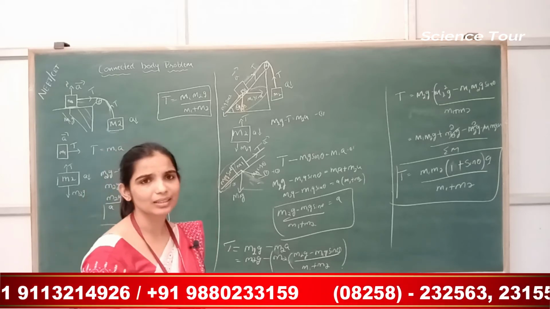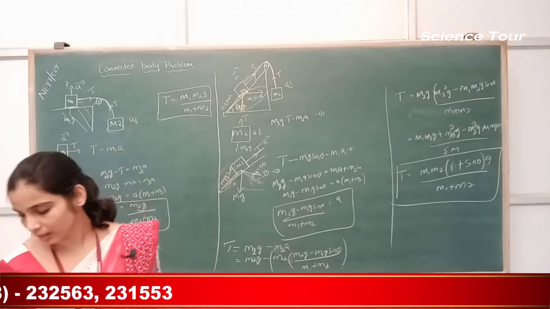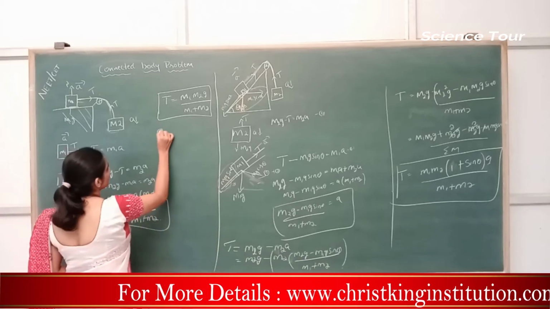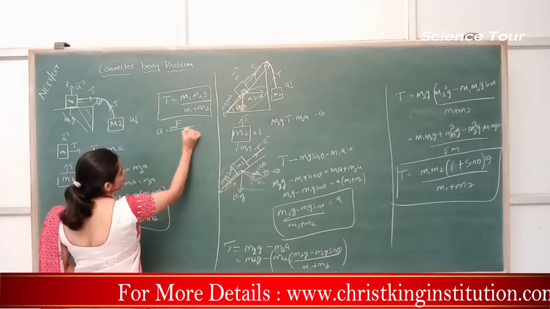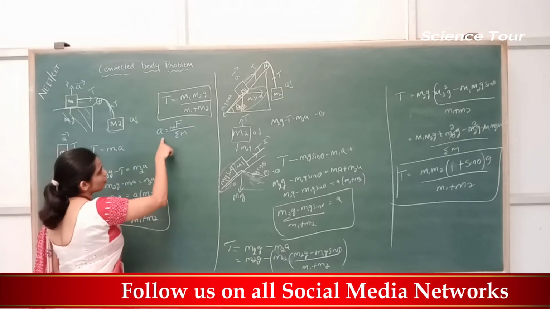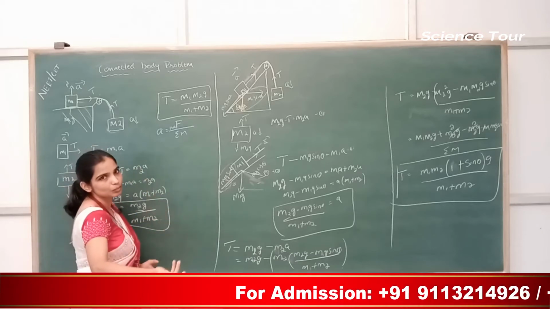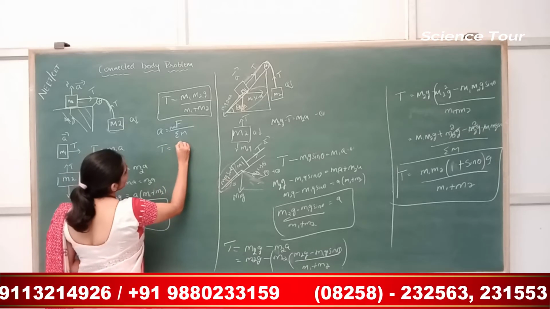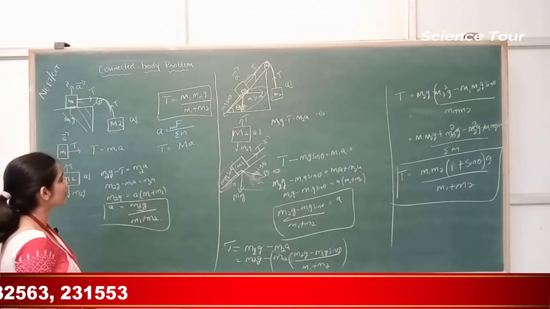So all these methods are very tedious. So how to arrive at a direct formula? See, we know the two formulas. Acceleration is equal to net external force divided by total mass. Am I correct? Force divided by mass is acceleration. If you have many bodies which are connected, then take the sum of the masses. And tension is equal to mass times acceleration. Correct? Mass times acceleration.